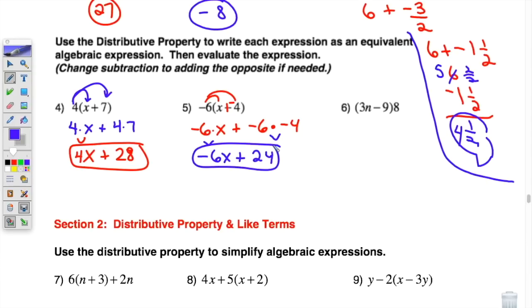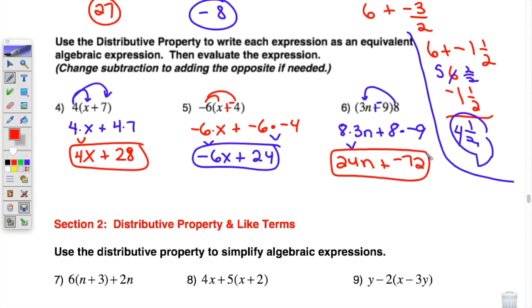Number 6, change subtraction to add in the opposite. Distribute. 8 times 3n plus 8 times a negative 9. So 8 times 3n is 24n. Plus, 8 times a negative 9 is negative 72. So your final answer is 24n plus a negative 72.